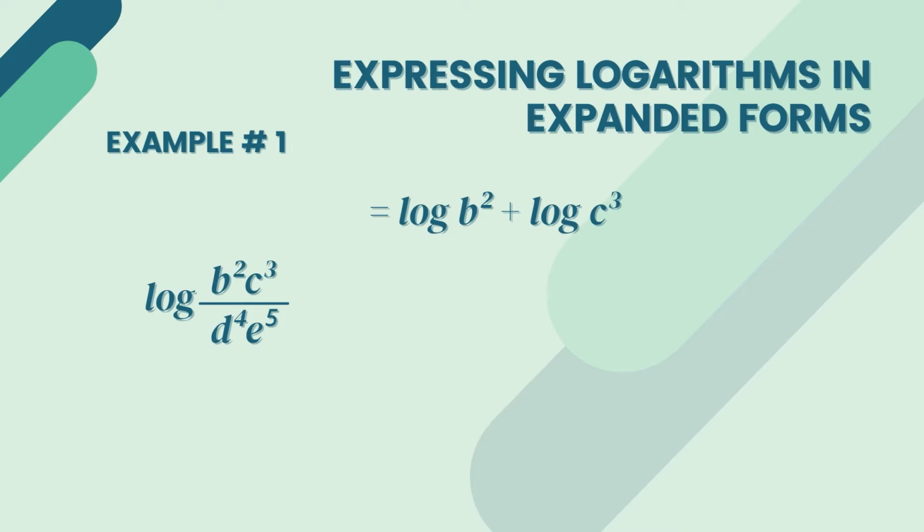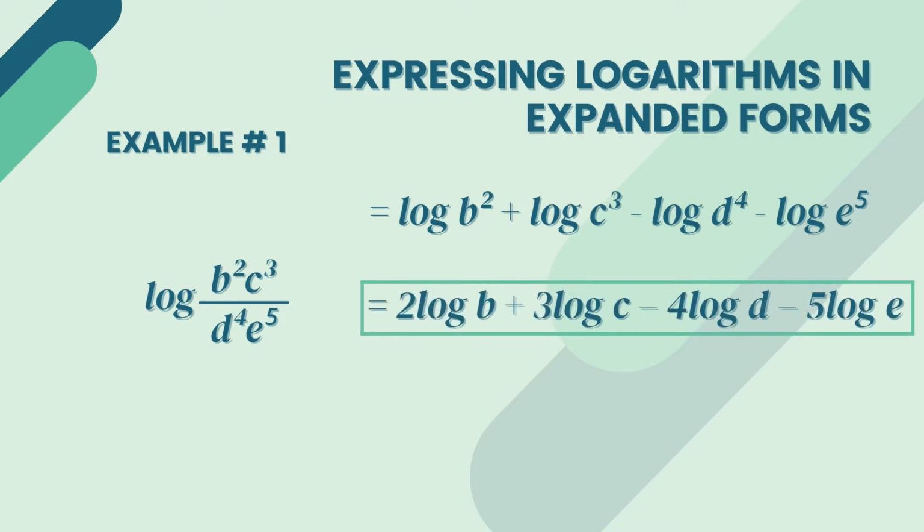And since d and e are on the bottom, it's going to have the negative sign, so minus log d to the power of 4 minus log e to the fifth power. Next, we need to move the exponents to the front, which is also the last thing we'll do. So the final answer is 2 log b plus 3 log c minus 4 log d minus 5 log e.